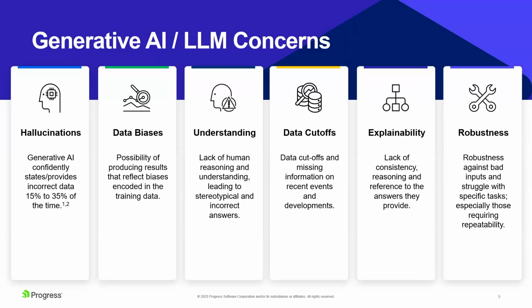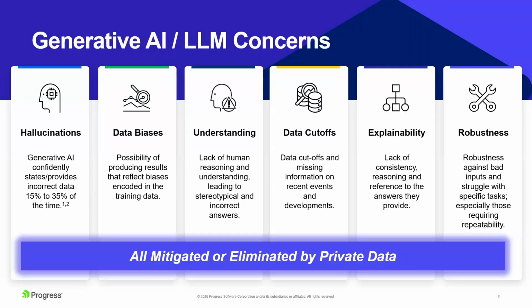But you have all these other issues as well with out-of-the-box LLMs. Data biases, understanding data cutoffs, meaning I just am not getting the right information or don't have access to the right information in order to answer the questions. Explainability and robustness, and robustness really means: did I really understand the question that's being asked? And the reality is, all these things can be either fixed or mitigated with the proper usage of private data. And that's really what we're talking about today, and how knowledge graphs and knowledge models can help that.